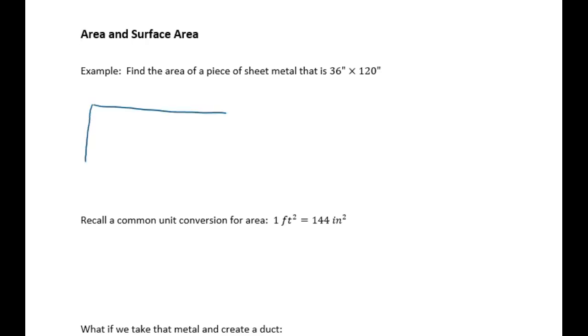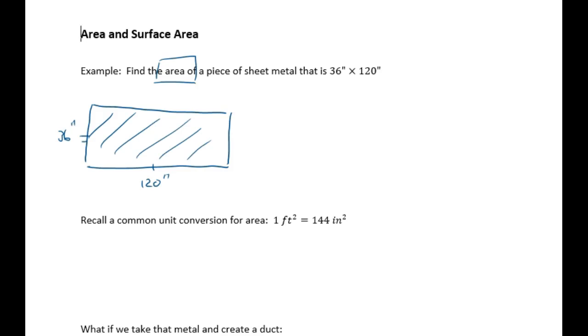So we have a piece of sheet metal, and it is 36 inches by 120 inches. And we would like to know what the area of that piece of sheet metal is. So remember, area is a squared unit inside a two-dimensional shape. And generally we can look up formulas associated with these.